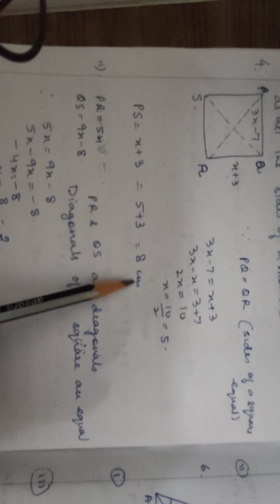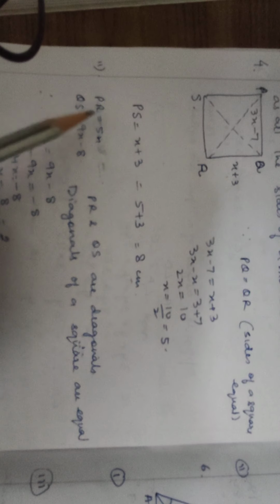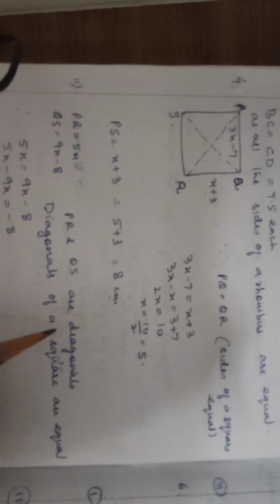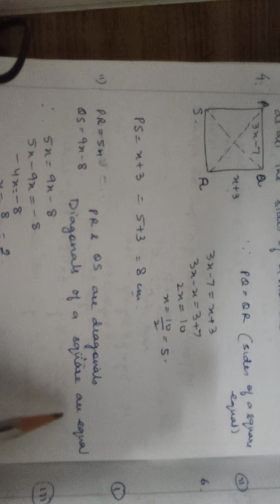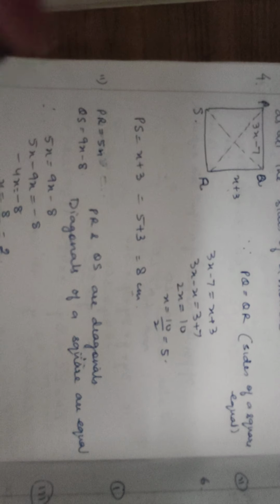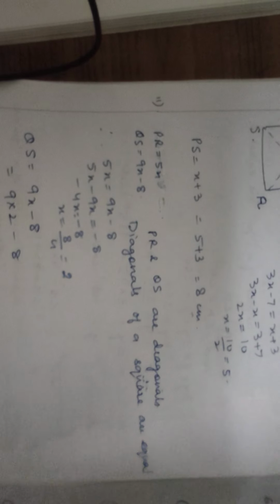Sorry, in the second part, you are given the diagonal PR. PR is 5x and QS is this. Again, diagonals of a square are equal. Therefore, equating these two, you get x is equal to 2. You will substitute the value of x to get QS is equal to 10.